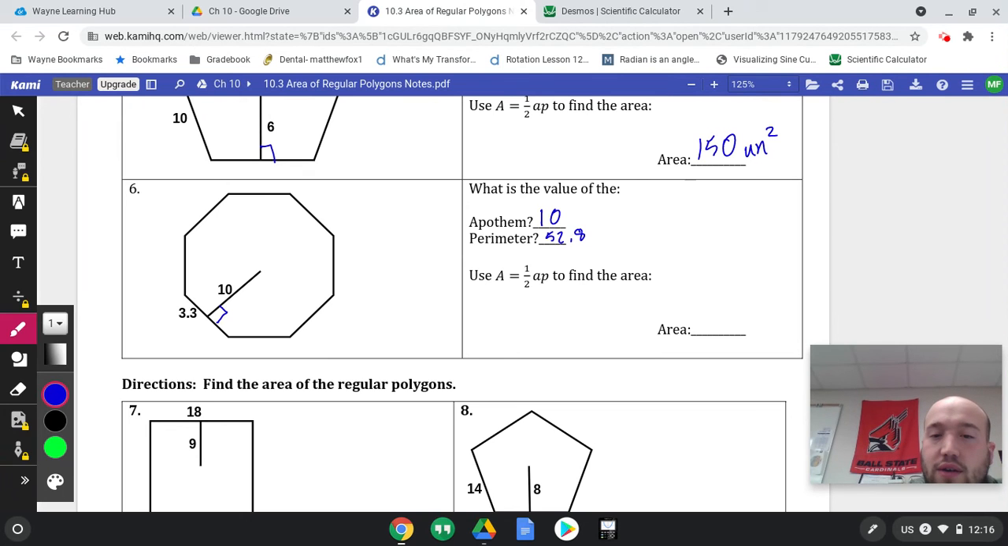And at this point now we can do 1/2 times 10 times 52.8. And if we do this, we will get 264.